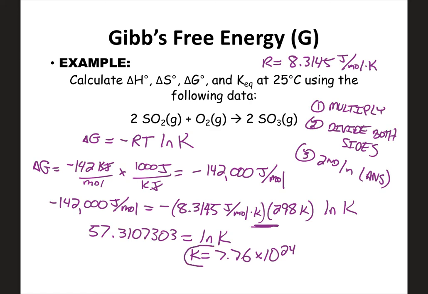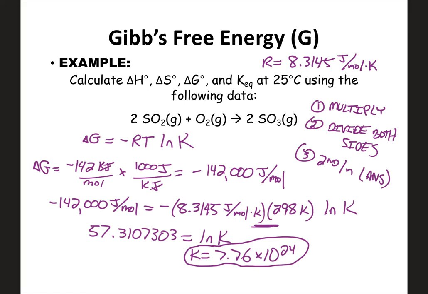Don't be afraid here. If you get very large values for k, that can be perfectly normal. Very large values, very small values. Don't think you did it wrong, this makes sense. A very large value of k here tells us that our products are favored, which makes sense because we already know that we have a negative delta G. This reaction is thermodynamically favored, so the forward reaction is going to take place.